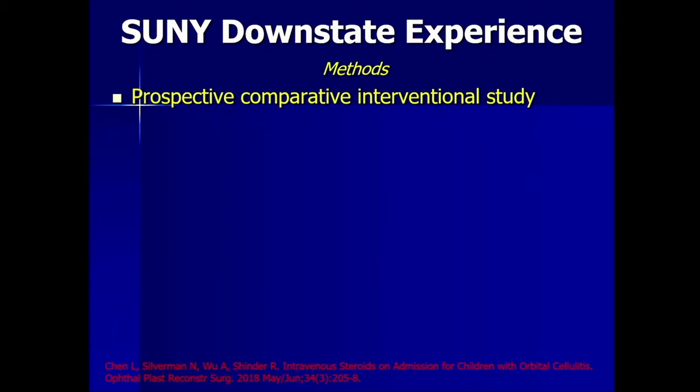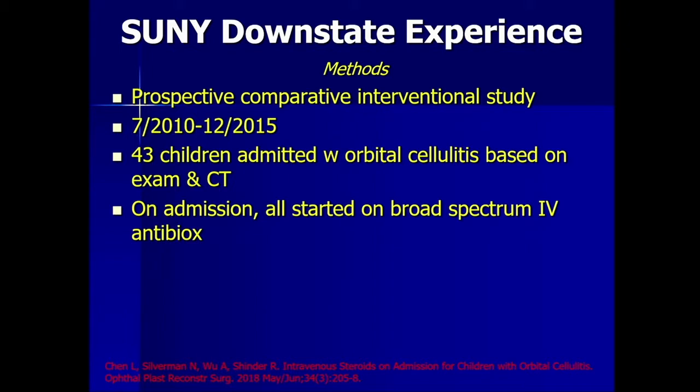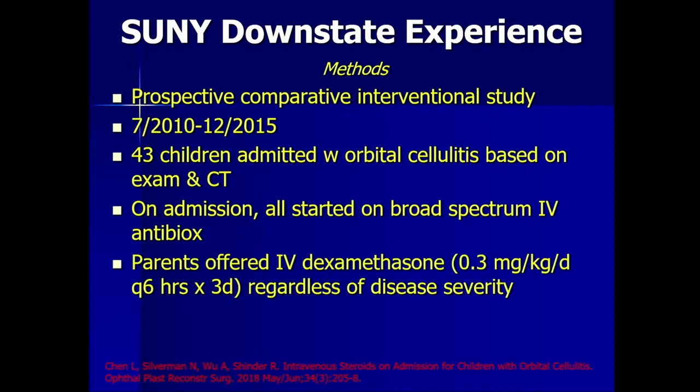This was a prospective comparative interventional study. It was about a 5-year time period from 2010 to 2015. In total, 43 children were studied with orbital cellulitis that was diagnosed based on classic clinical and radiographic features. On admission, everyone universally was given the same broad-spectrum intravenous antibiotic coverage.